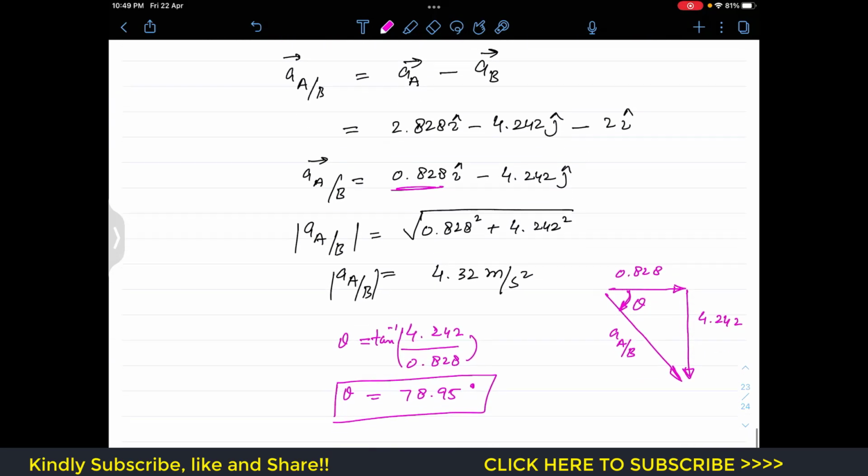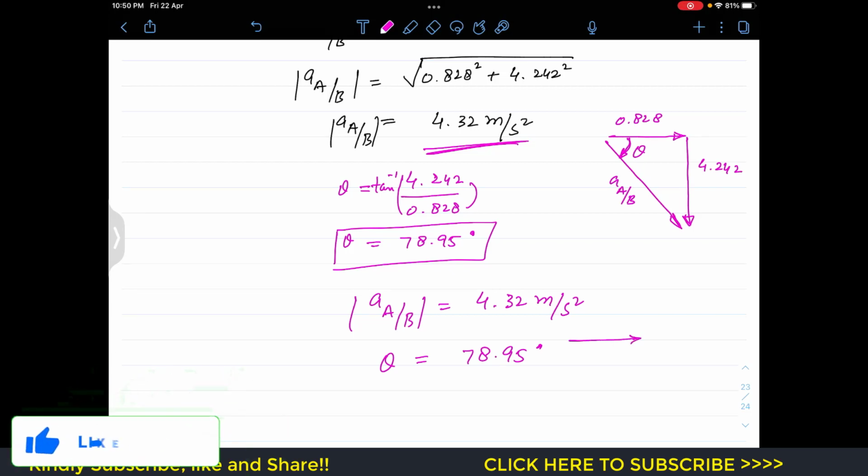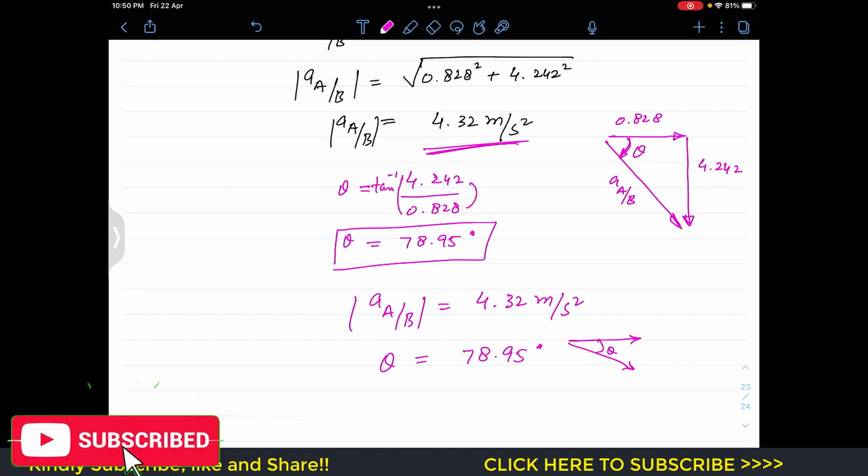This is that angle, and similarly the magnitude of the acceleration of A with respect to B is 4.32. Let me write that the magnitude of the acceleration of A with respect to B is 4.32 meter per second square, and it is making an angle of 78.95 degrees, but this is with the positive x-axis, like this. So this is that theta. So this is the solution of this particular problem.